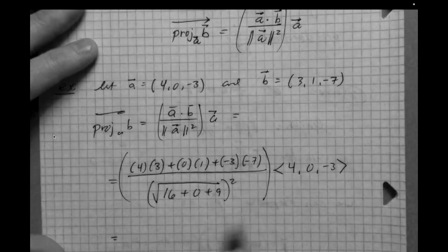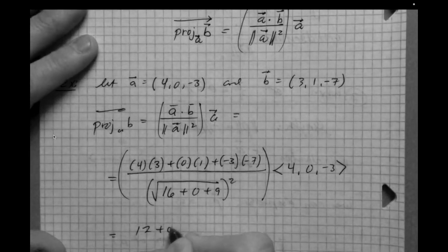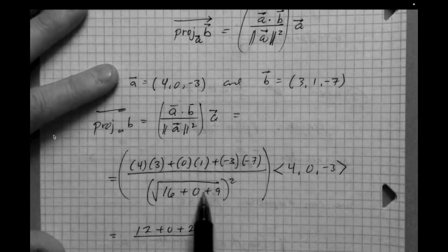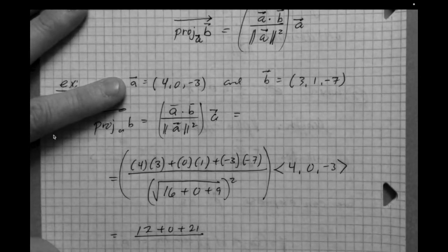And so what do I get? I get 12 plus 0 plus 21 over the square root of 25, squared.